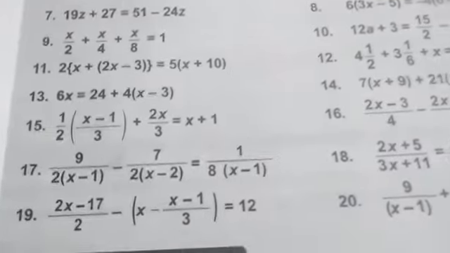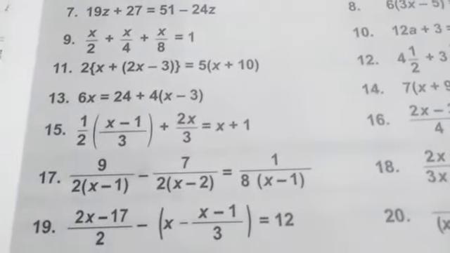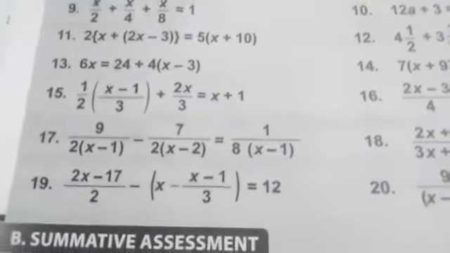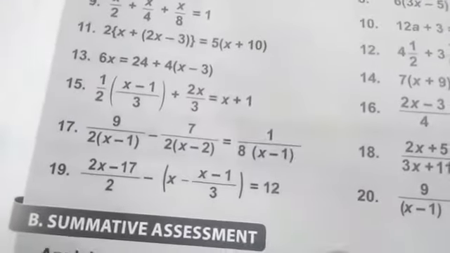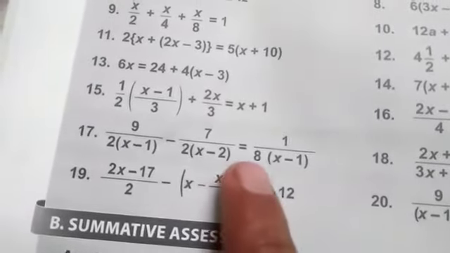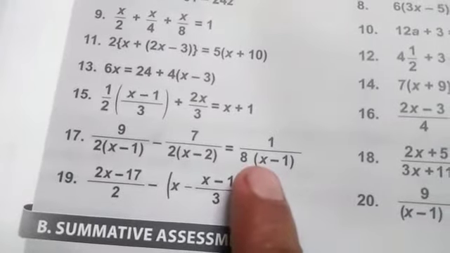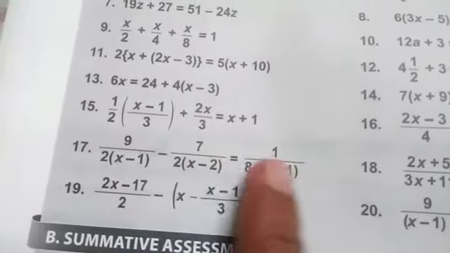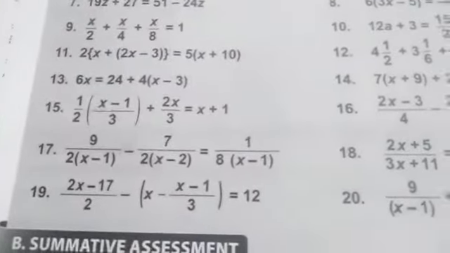Now question number 17. 9 upon (2x minus 1) minus 7 upon (2x minus 2), this one is equal to 1 by (8x minus 1). So this question is very important. Let us discuss now.